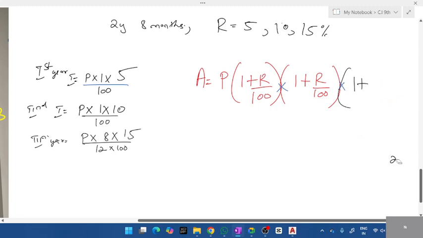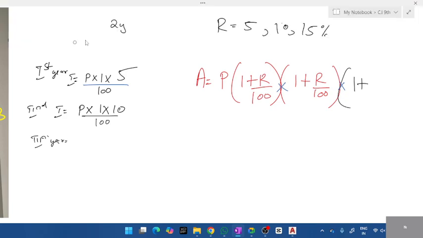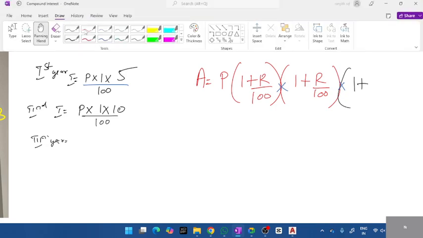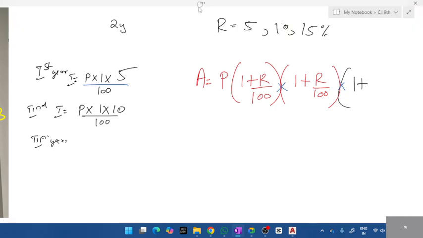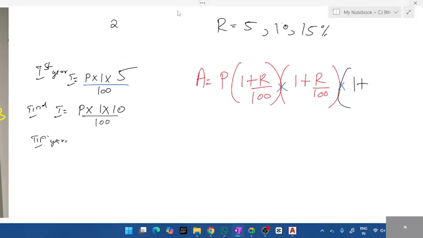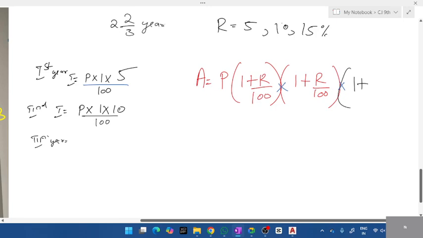Instead of 2 years, 8 months, I'll make it as 2 years, 2 by 3. The concept is the same for 1 year, 2 years, 3, 4. For everything it is the same. Even if they give 3 years, 4 months, it's the same. You have to confirm. Now, 2 by 3 years. How do you solve this question?